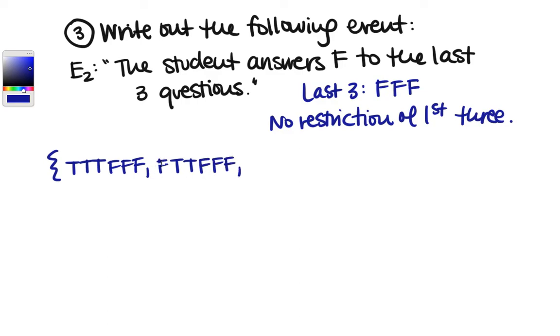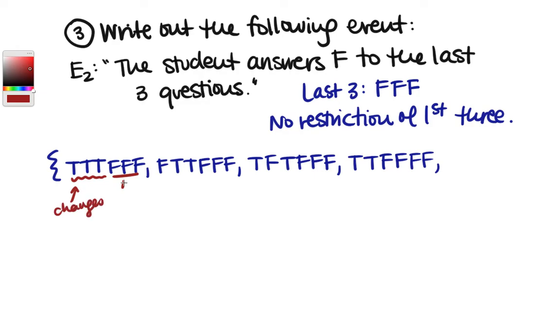And that 1 F doesn't have to go first, it could also go second or third. So let's go ahead and write that out with that F second and the 3 F's on the end, and with that F third and the 3 F's on the end. So again, what we're doing here is we're really just focusing on the first 3, and the last 3 are always F. So this is what changes, and this is just the same in every outcome in this particular event. All right. So we had all T's up front and then 1 F and the rest T's.